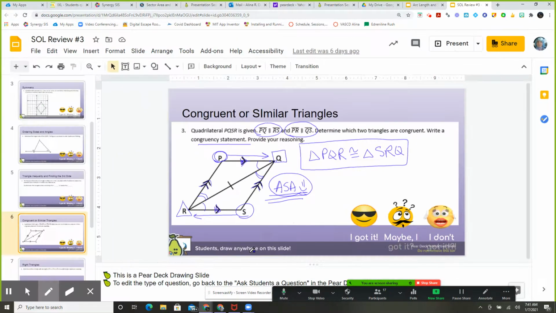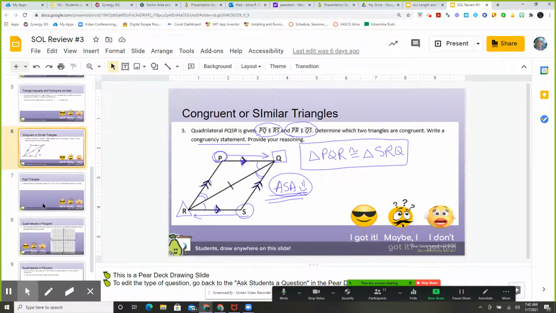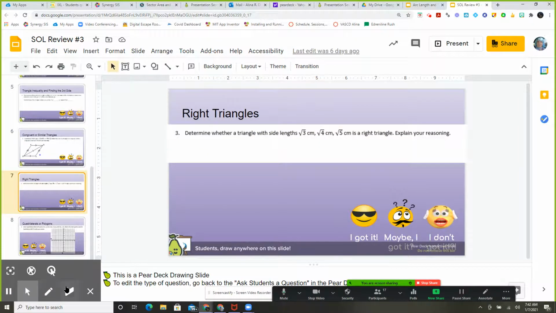Questions on that one? I know we kind of rushed through the similar triangles unit, so a lot of people still aren't feeling very confident about those. Okay, I'm looking at the chat to see if anybody's sending me messages there. You know, I love getting messages.